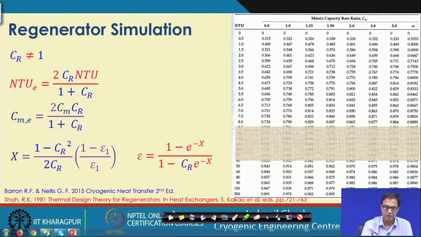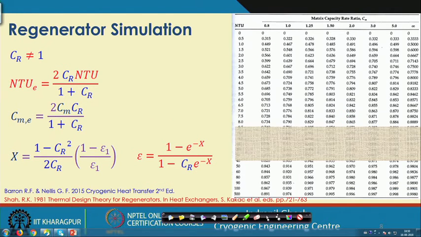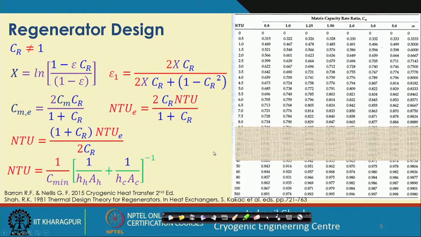Now, how do we design in the case of a design problem? As you understand, the situation will be slightly different. In this case, we just have to follow the reverse path. Here what is known is the effectiveness, because we are trying to design the regenerator.